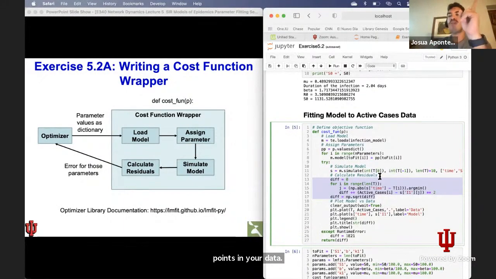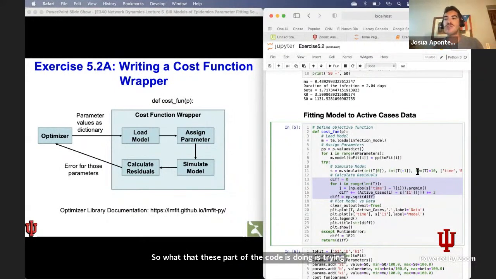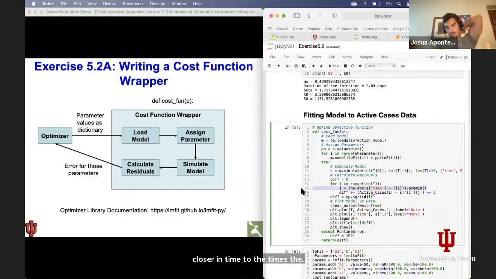So what this part of the code is doing is trying to find, let's say in this particular case, you simulated the model with 100 points. So you have 100 points of simulated model prediction or model results. So we go over these points and we look at which point is closer in time to the times of the experimental data. So that's what this part up here is doing.